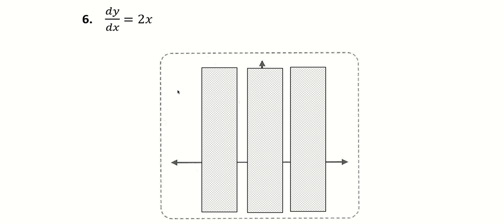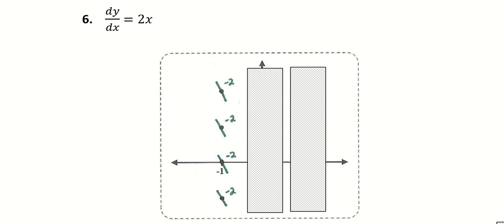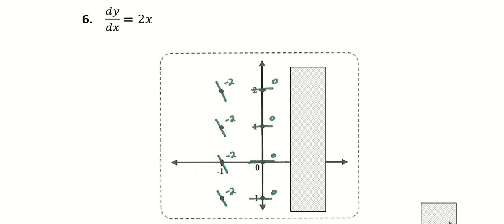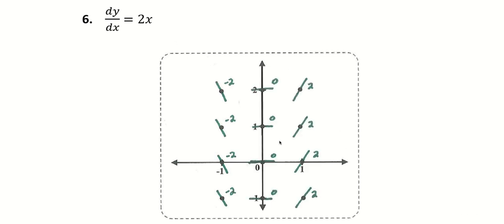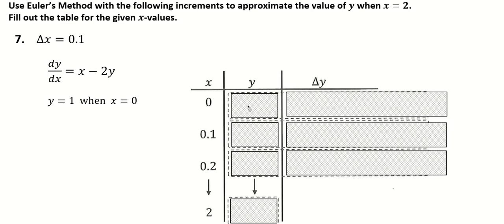So this one here, likewise, all these dots, all these points, you really just care about what the x value is, because that's what's going to determine the slope. So all of these have an x value of negative 1, all of these have an x value of 0, and all of these have an x value of 1. So there we go.